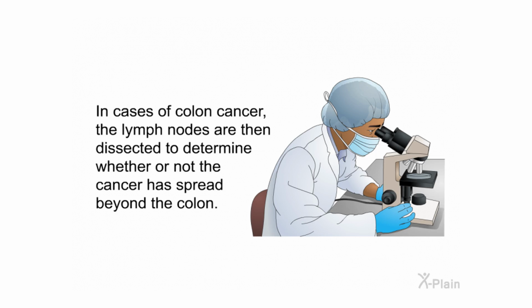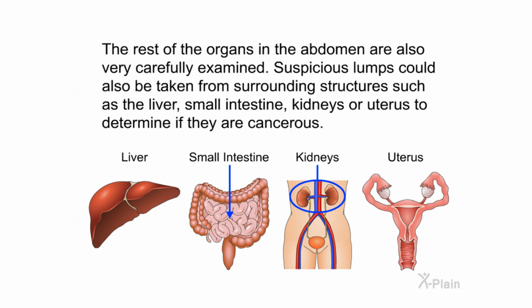In cases of colon cancer, the lymph nodes are then dissected to determine whether or not the cancer has spread beyond the colon. The rest of the organs in the abdomen are also very carefully examined. Suspicious lumps could also be taken from surrounding structures such as the liver, small intestine, kidneys, or uterus to determine if they are cancerous.